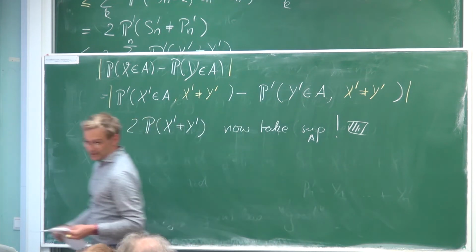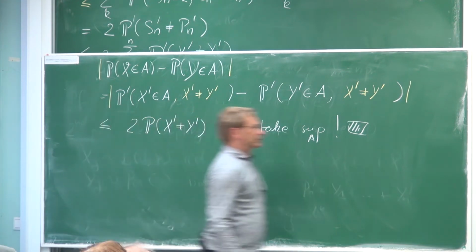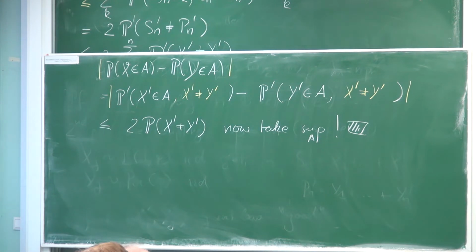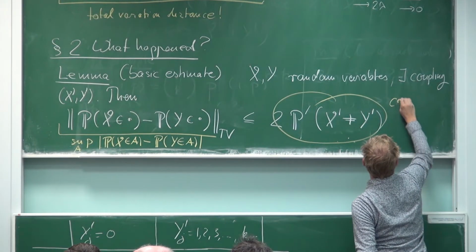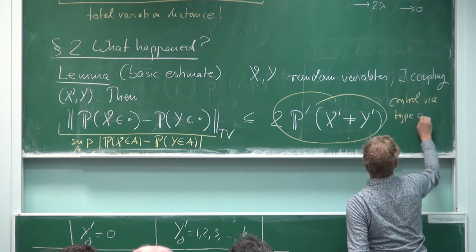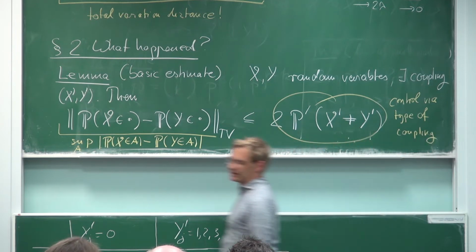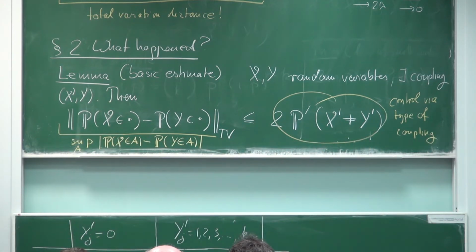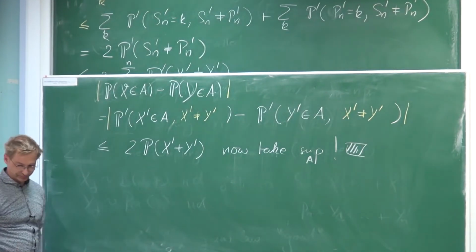So that's the proof. But where does the coupling come in? I mean, this would all work with the independent coupling as well. The main point is the type of coupling we use gives me control here. Control via the type of the coupling. And if you have independent coupling, usually nothing comes out. So independent coupling is good for existence, proves that you have a coupling, but for not much more, honestly.